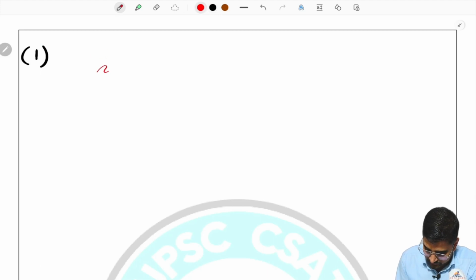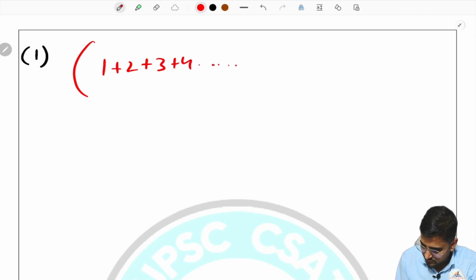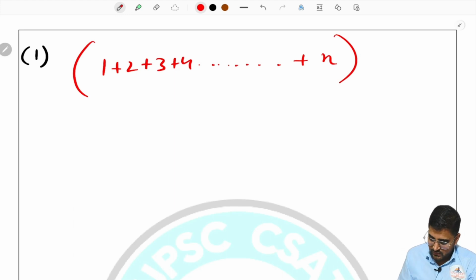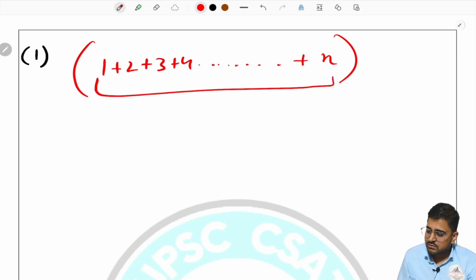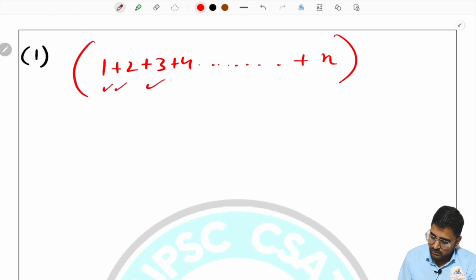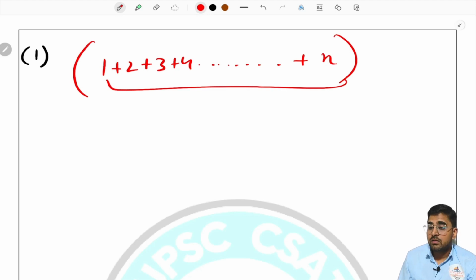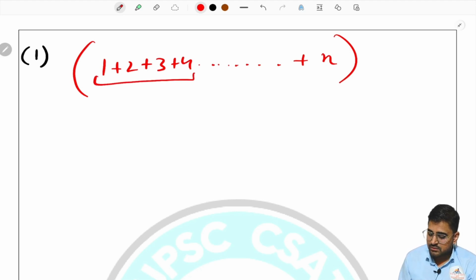For example, we have 1 plus 2 plus 3 plus 4 plus and so on up to the nth term. Then we have to add this. Are you going to add all of them? No. If I tell you to add this much, you might take some time. If I say you have to add this much, you might take some time.